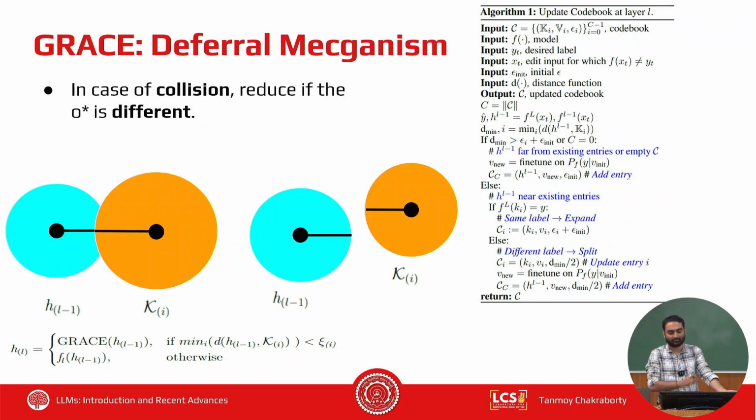What is the third condition? The third condition is the output is not Joe Biden, right? The output is different. So this is the condition.